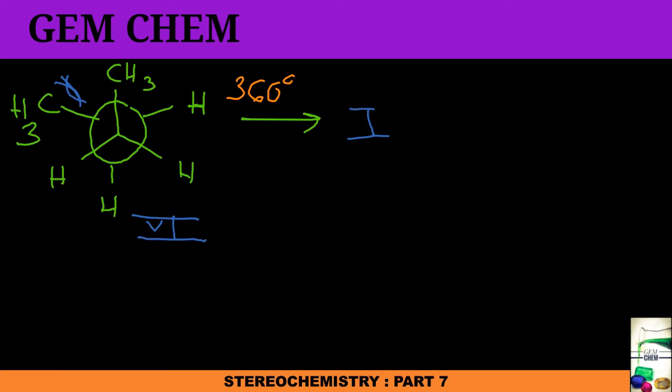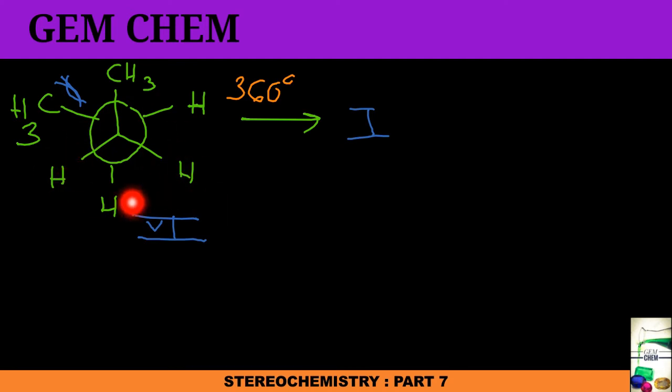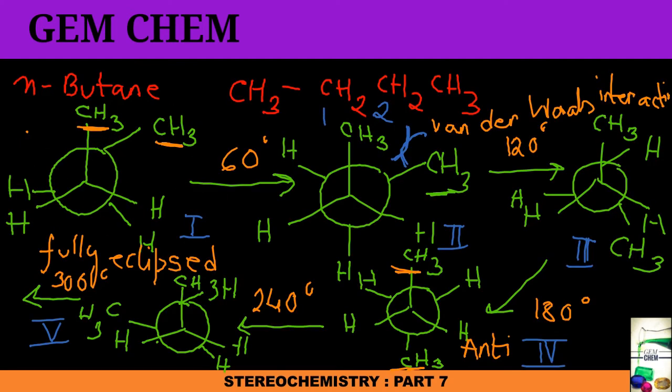So remember, from the previous case, this is highest in energy. Then comes the van der Waals interaction. So conformation 2 and conformation 6 will be the same in energy. And then if we see 3 and 5, they look alike, so their energy is also the same. And the last one, which is the lowest in energy, will be 4.